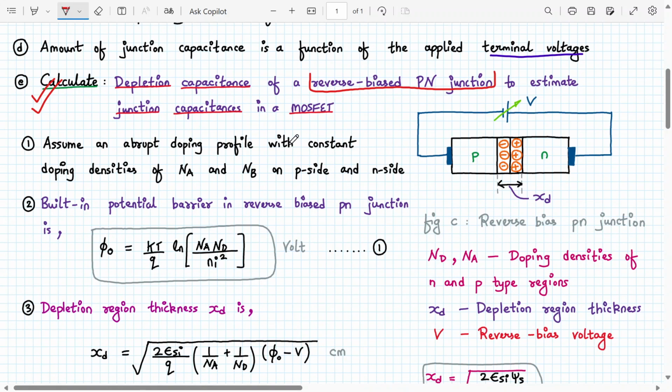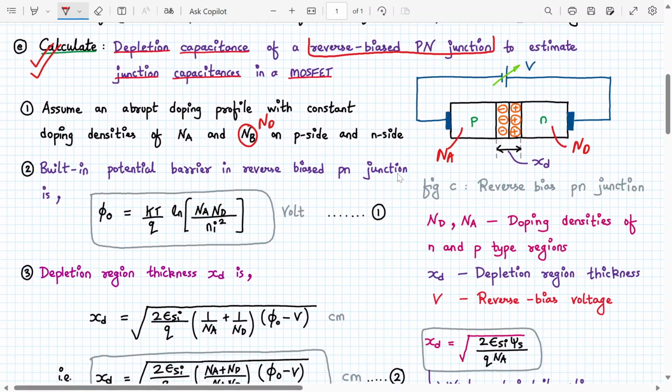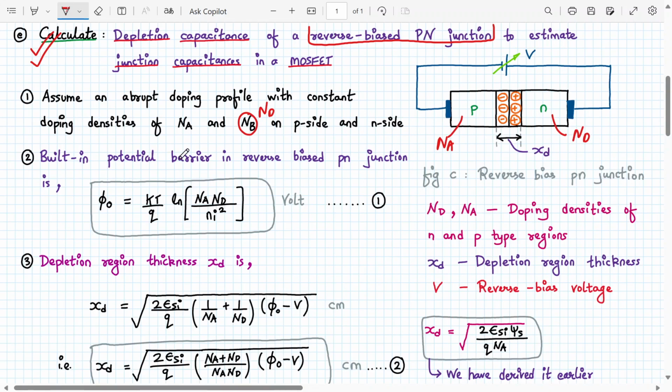So assume an abrupt doping profile with constant doping densities Na and Nd for the P and N side. Nd, not Nb. This is Nd. So this P side is made up of doping Na. N side we have a doping Nd, and this is my depletion layer. So depletion layer thickness is XD. Okay, and V is my applied reverse voltage, as you can see very clearly. Alright, so we will be deriving the capacitance for a normal PN junction, and then we'll apply it to our case of the MOSFET.